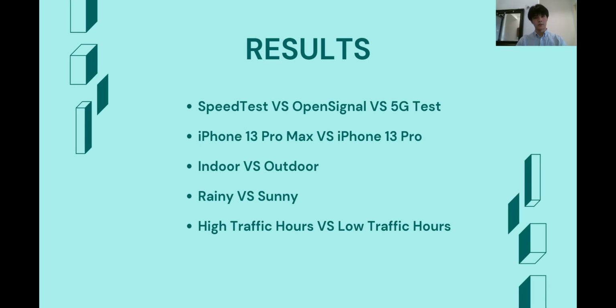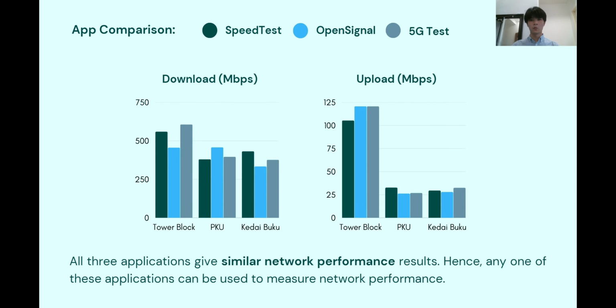When it comes to our results, we performed 5 comparisons, namely between different devices, between different apps, between indoor and outdoor, between rainy day and sunny day, and between high and low traffic periods. For each measurement, we took 3 readings, and we also calculated the average of the readings to improve experimental reliability and to reduce contingency.